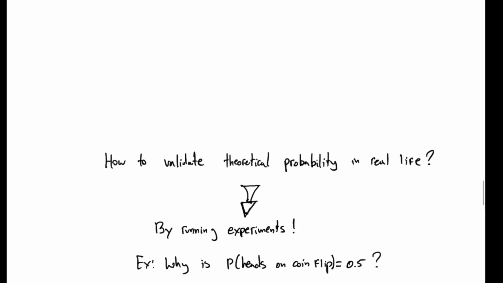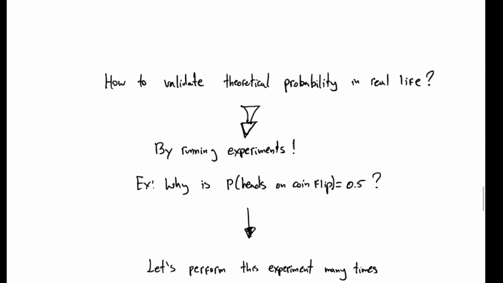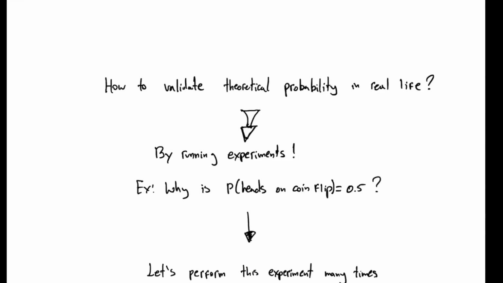Now what's interesting is the following question. How do we validate theoretical probability in real life? So I just gave you a formula of how to calculate it, and it kind of makes sense, it's intuitive. But whenever we know what the probability of something is, let's say the probability of getting heads is 0.5, what does it really mean in real life? Well, we can kind of validate it by running experiments.